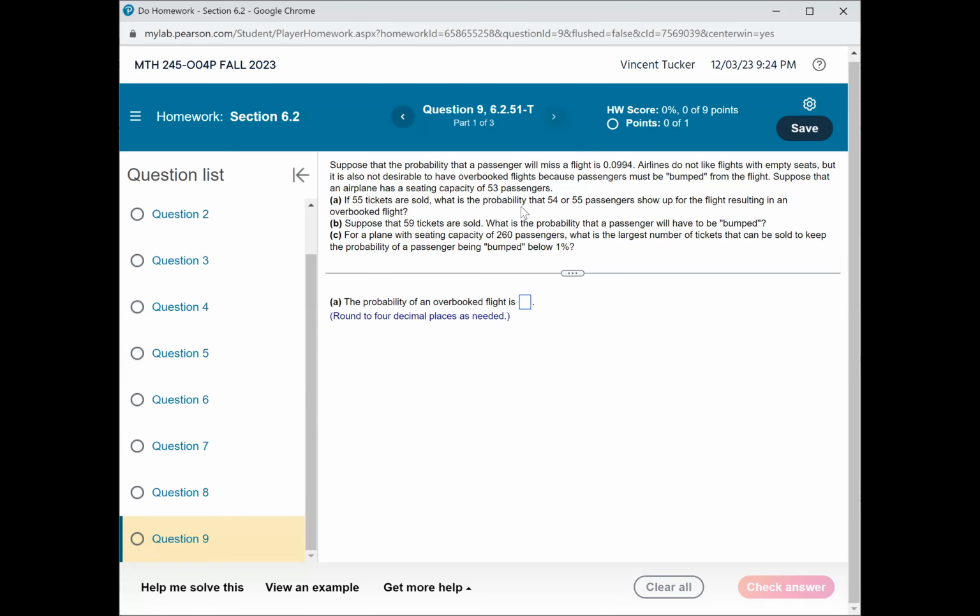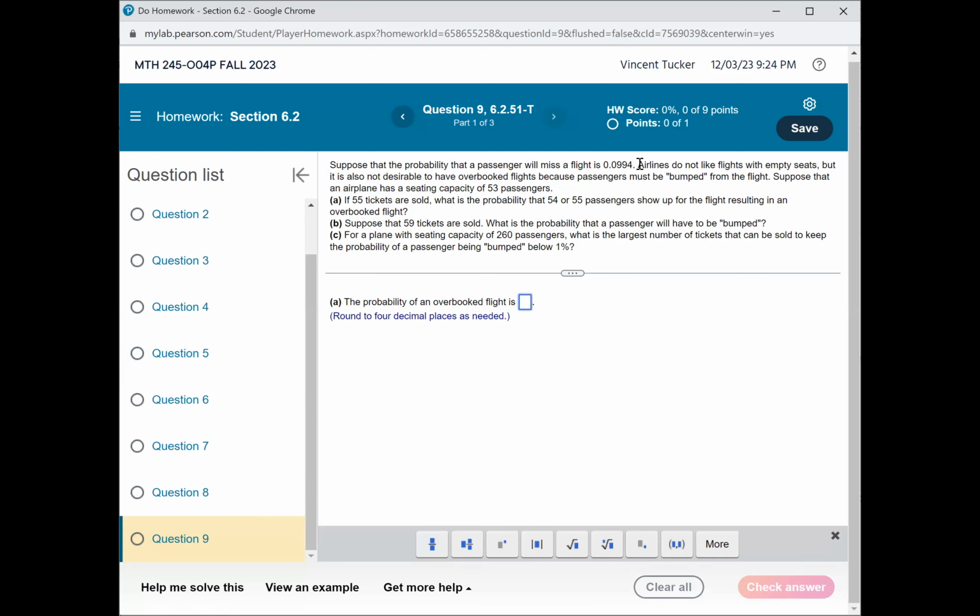So now my numbers are 53. So now my number right here is 0.0994. I'm going to subtract that from 1, because that's the probability that the passenger will miss the flight, and I need the probability that the passenger will make the flight. So 1 minus 0.0994 is 0.9006.